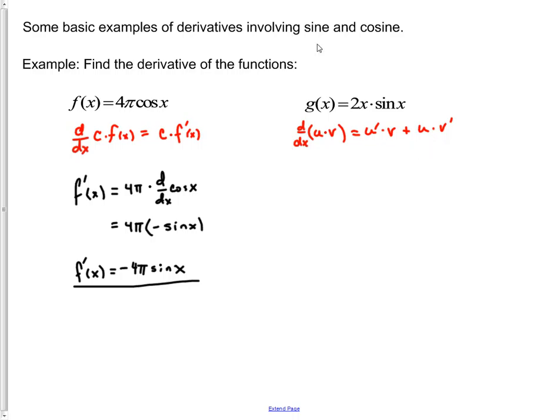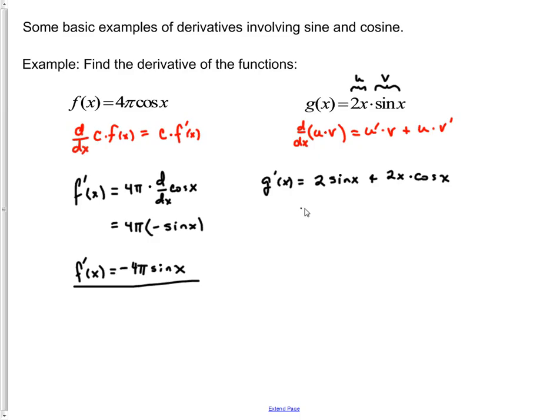So in this case, we've got our two functions u and v here, which means that we're going to end up with a product rule type of situation. So to find g prime of x in this case, what you would do is you would take the derivative of 2x, which is 2, times the sine of x, and add to that 2x, which is the first function u, times the derivative of the second function, and that's cosine of x.